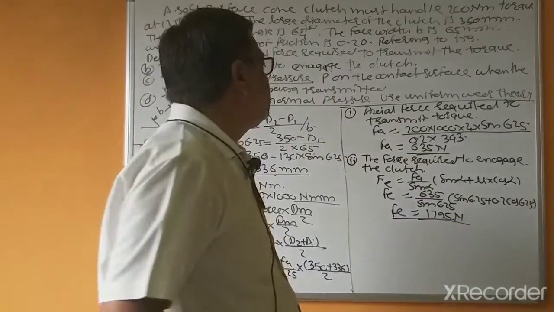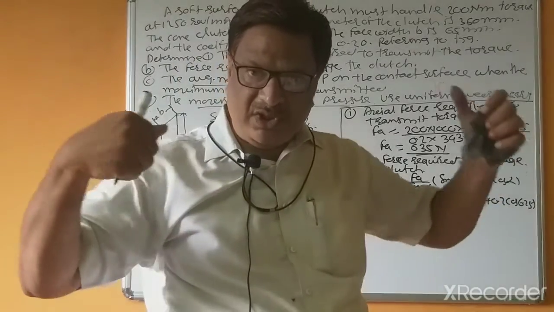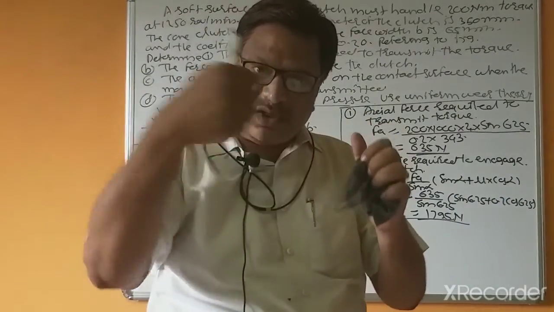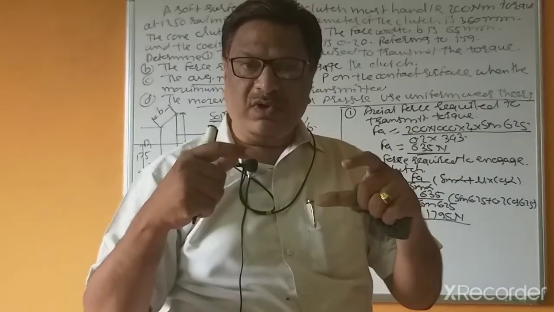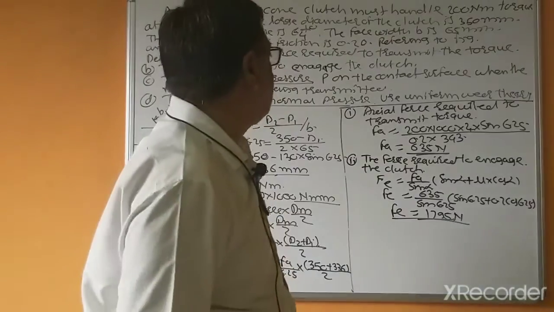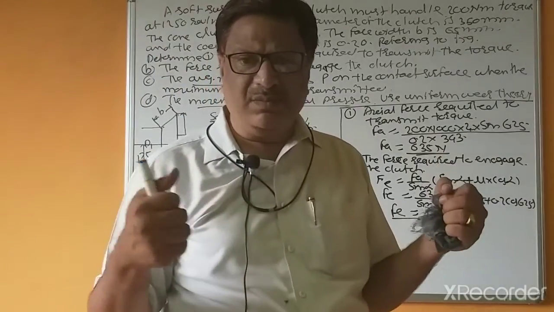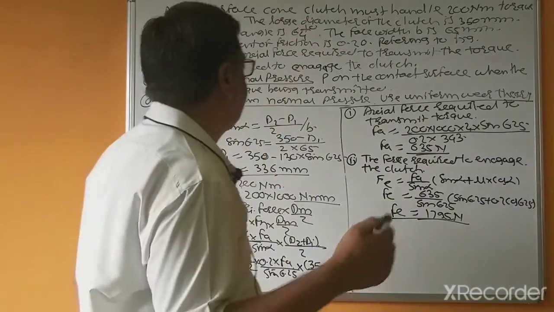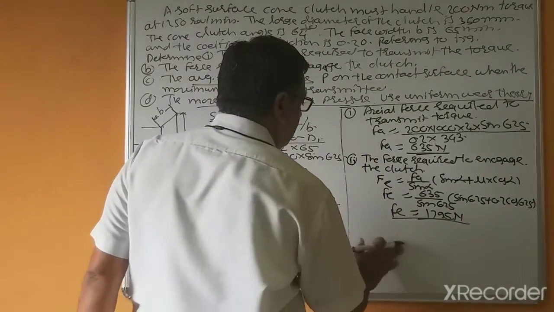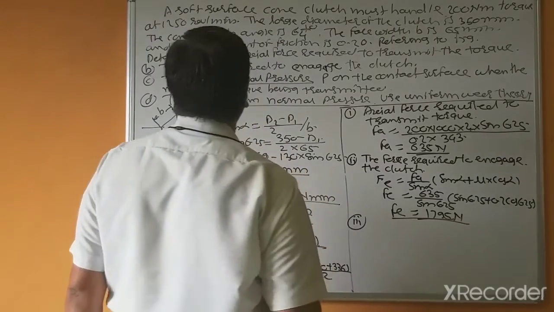So you can conclude that the force required to engage the clutch is more as compared to the force required to transmit the torque, because engaging means engage and transmit the torque, while transmitting the torque needs only the axial force. So in a cone clutch, the construction is simple and it is easy to disengage as compared to a multi-plate clutch or single plate clutch.